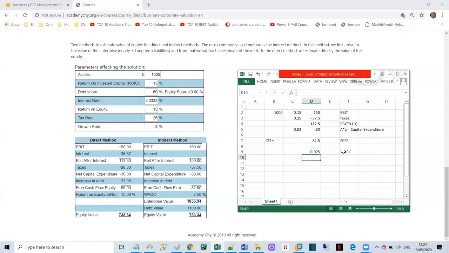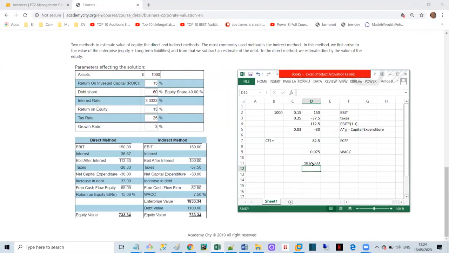Okay, so in order to get the value of the company, we basically take the cash flow and divide it by the WACC minus the growth rate. That should give me the value of the company. How do I get that value? I take the free cash flow for the company, divided by the WACC minus G, and I'm getting 1833. Okay, everybody is happy?